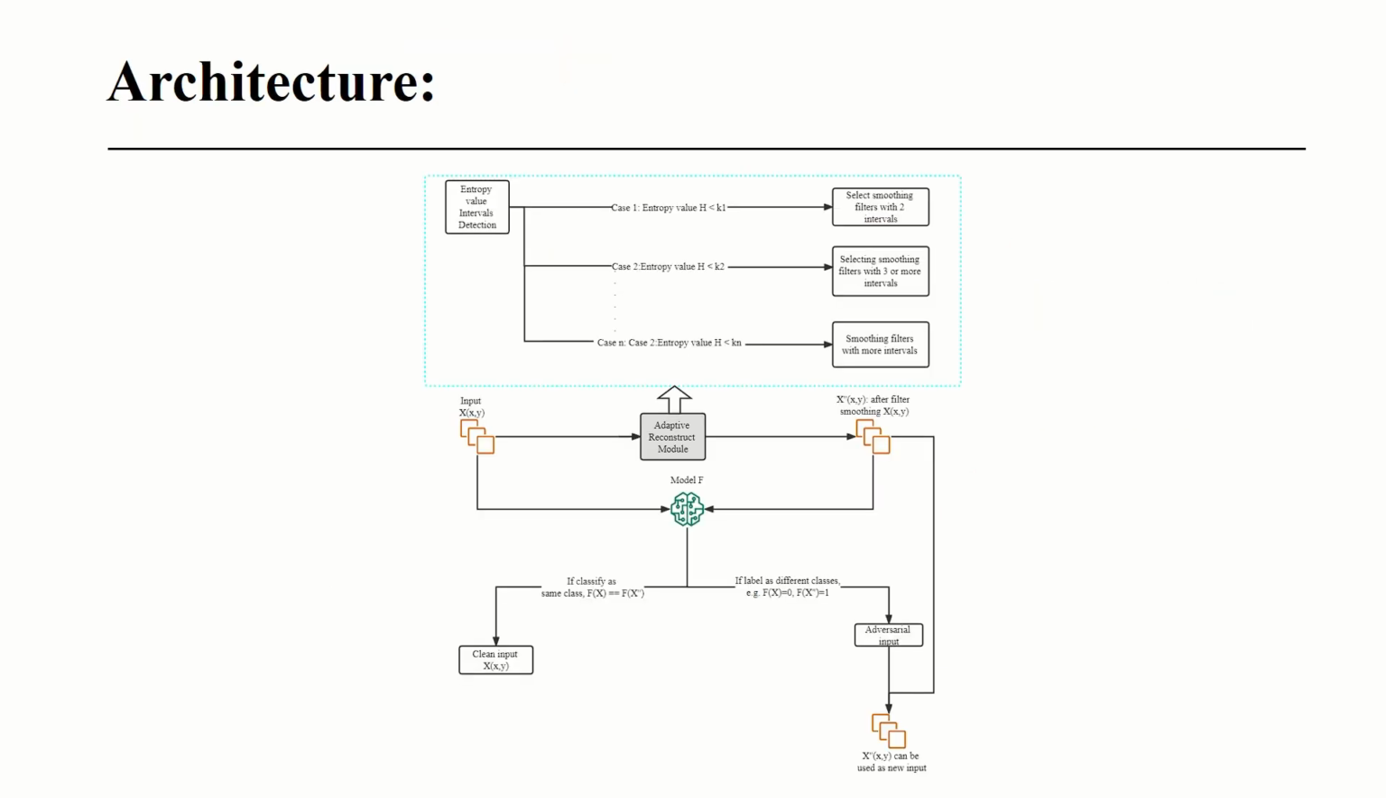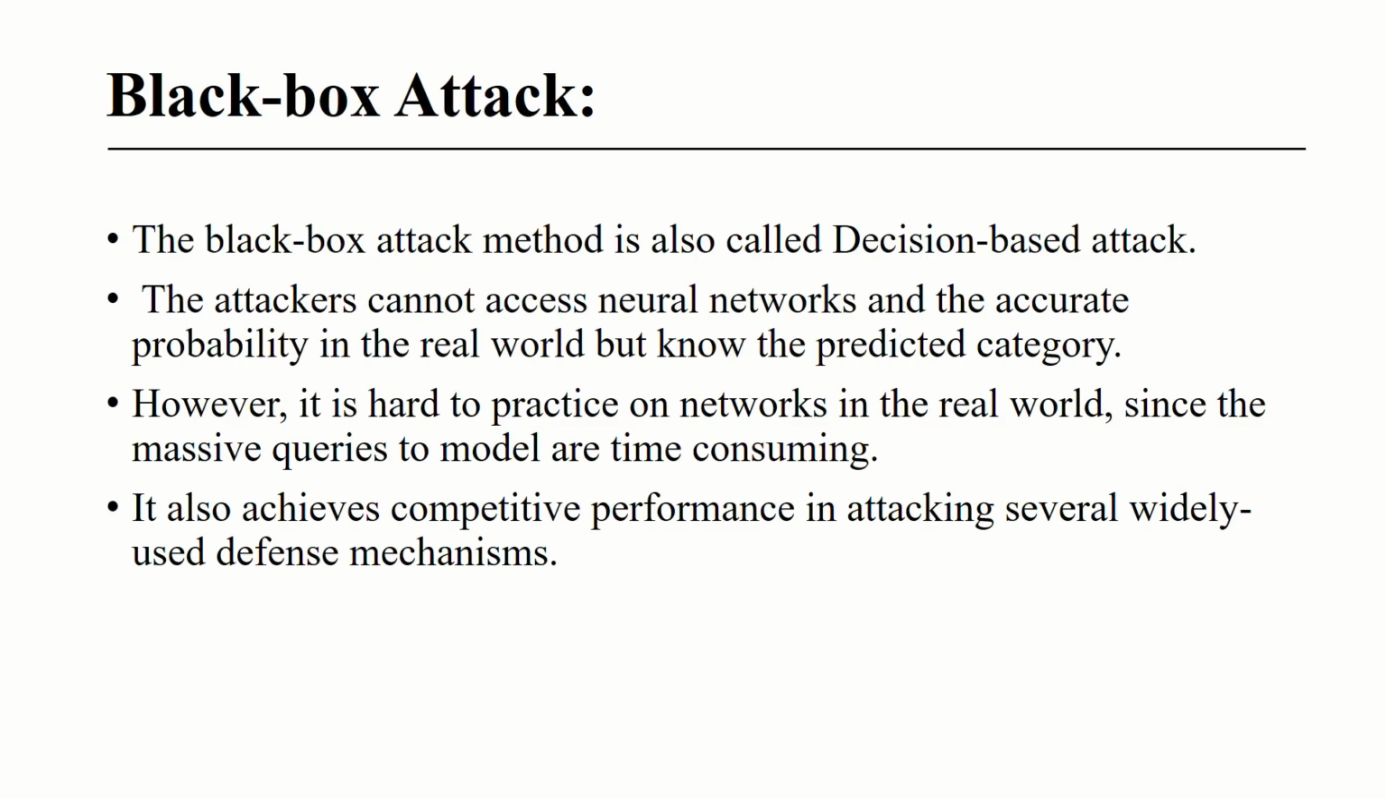This is the architecture. As you can see, the input image is given to the dataset. If an attack is found, we just verify it with our algorithm and it goes on. Black box attack. There are mainly two types of attack, which is black box and white box. We'll go ahead first with black box attack.